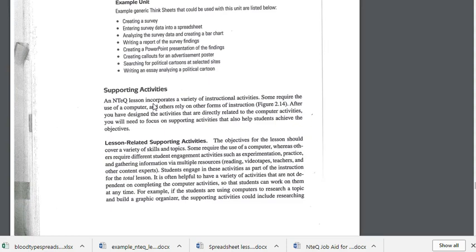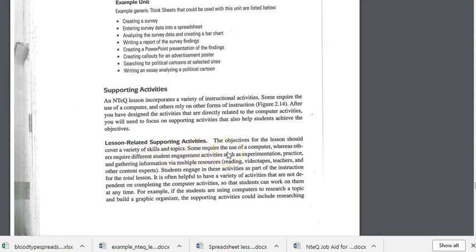Some require the use of a computer, others rely on other forms of instruction. So after you've designed the activities that are directly related to the computer activities, then you need to focus on those supporting activities that will help students achieve the objectives. The objectives for the lesson should cover a variety of skills and topics.